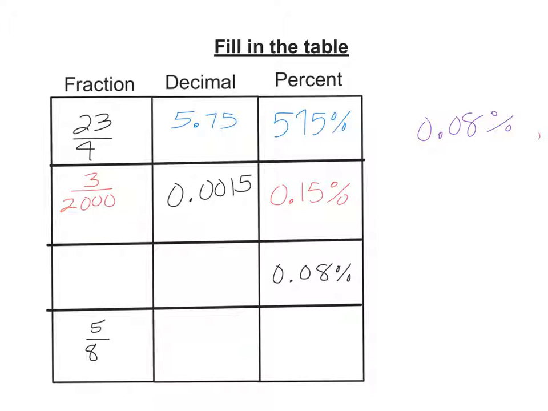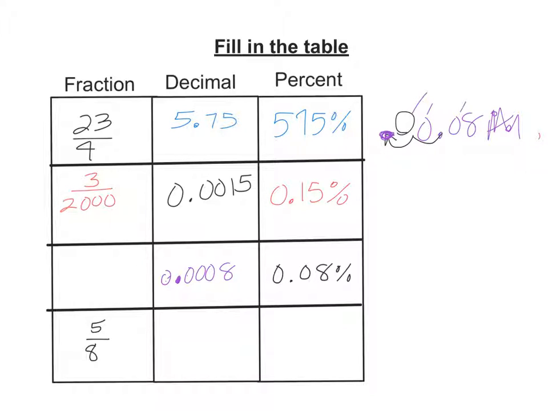I want to move away from the percent symbol. 1, 2, add a 0, and then the decimal point is right there, and it's going to be 0.0008. Notice the percent symbol is gone because you went to the left. You made it a decimal.